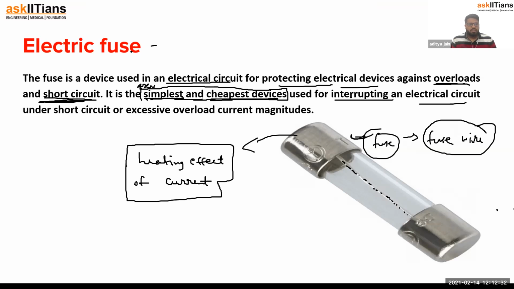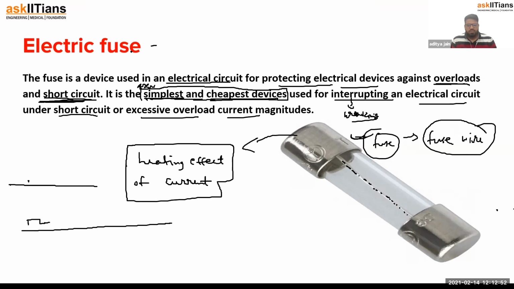Interrupting means breaking. It breaks the circuit under short circuit or excessive overload current magnitude. So what actually happens? Suppose this is a complete path, a road on which you have to go by your car. Suppose the road has been broken here. The road is missing from here somewhere now.